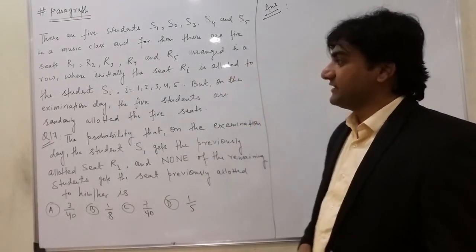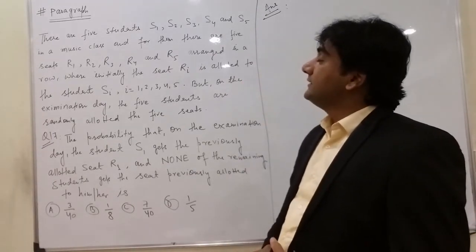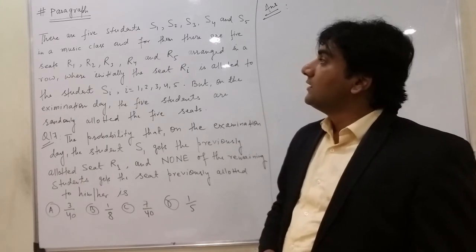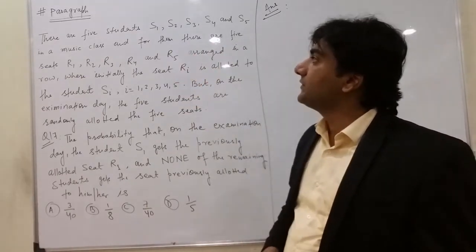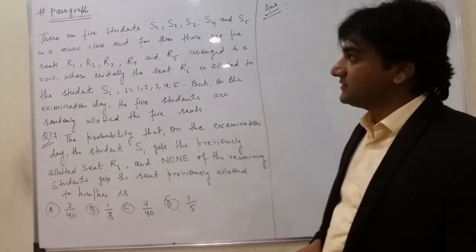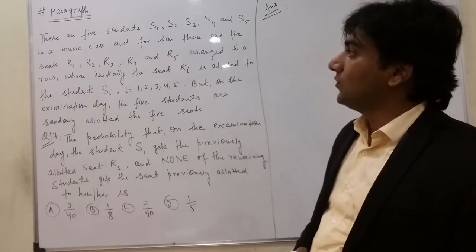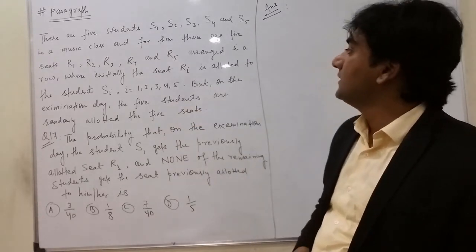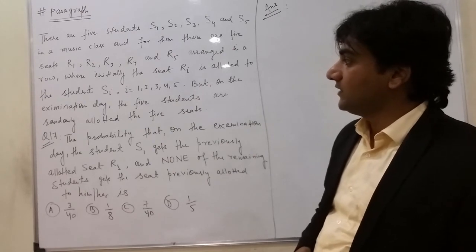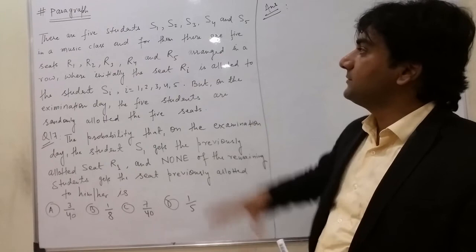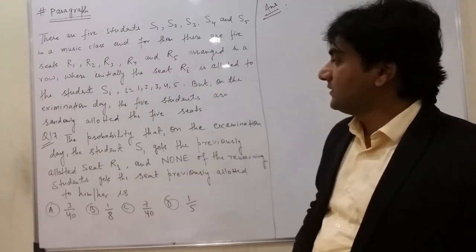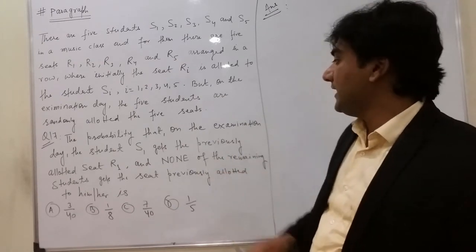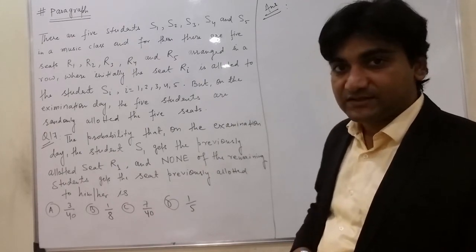Okay, now we are going to solve question number 17, which is based on paragraph. And this question is based on permutation and combination. So first question, let us understand. There are 5 students S1, S2, S3, S4 and S5 in a music class, and for them there are 5 seats R1, R2, R3, R4 and R5 arranged in a row, where initially the seat Ri is allotted to the student Si, where i is 1, 2, 3, 4 and 5. But on the examination day, the 5 students are randomly allotted the 5 seats. Okay, this is a passage. Now, first question: the probability that on the examination day the student S1 gets previously allotted seat R1 and none of the remaining students gets previously allotted seat to him or her is.